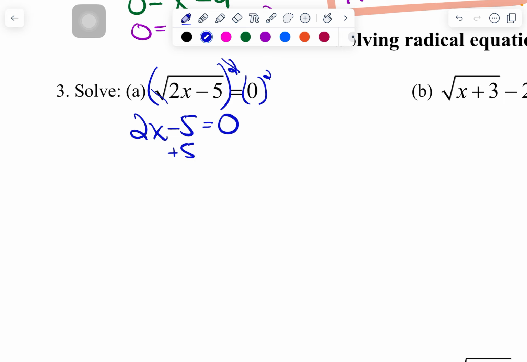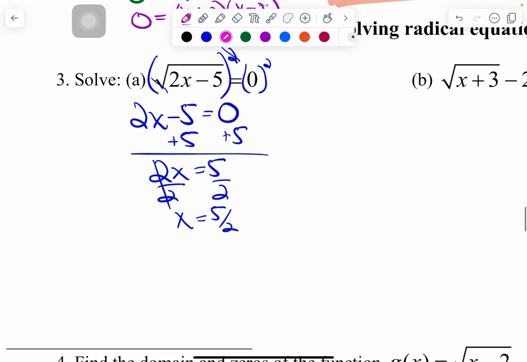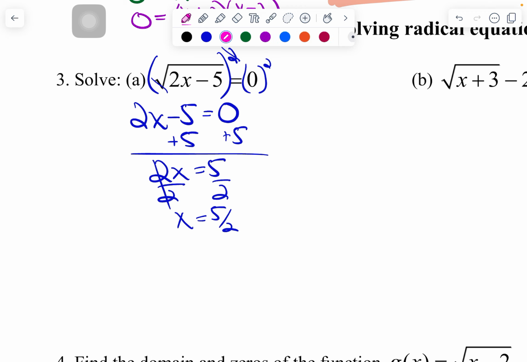So let's go ahead and add 5 to both sides. So 2x is equal to 5, divide both sides by 2, x is equal to 5 halves. Now, this is the part where I'm kind of pausing here because what we should now be doing is checking this solution. Because unfortunately with radical equations, it is possible to solve these problems and create extraneous solutions.